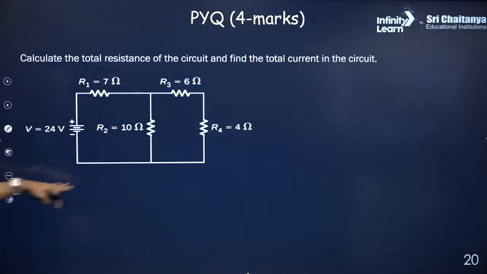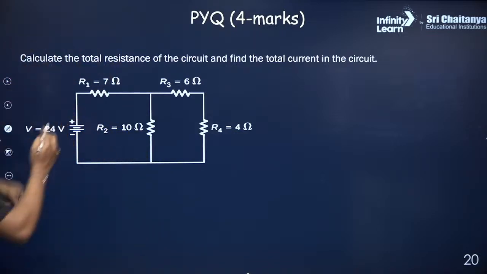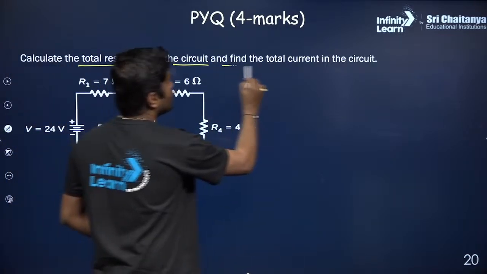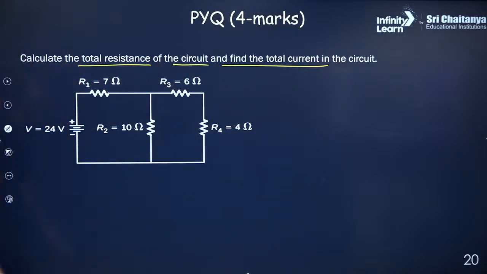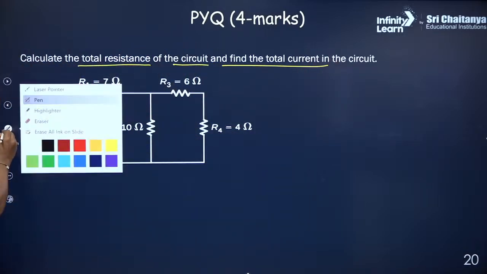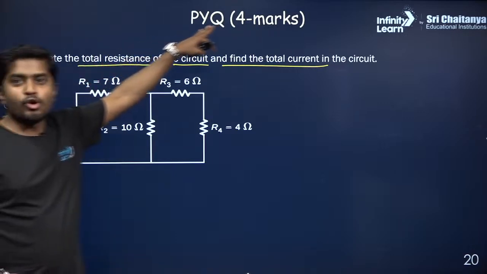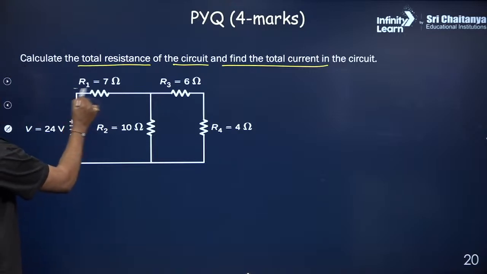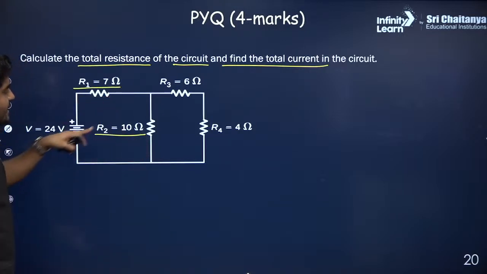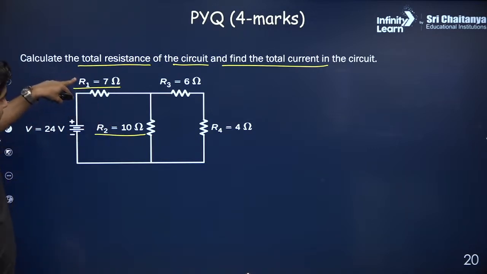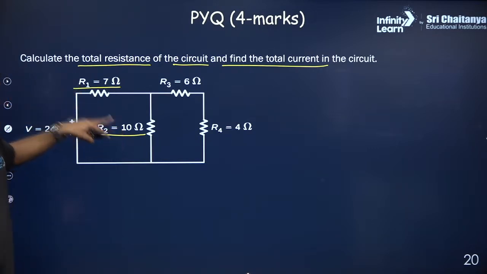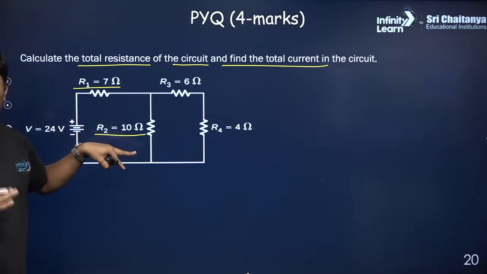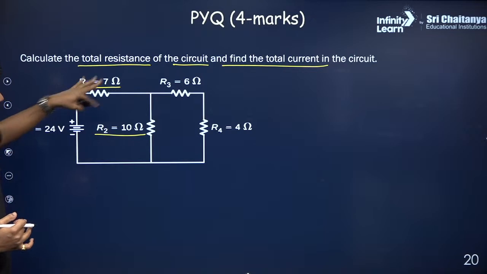You see there is a circuit diagram, and what we have to calculate? The total resistance of this circuit and find the total current in the circuit. I'll tell you why this is a 4-mark question. Because you see, is this R1 in series to R2? No. Is R1 in parallel with R2? Again, the answer is no.